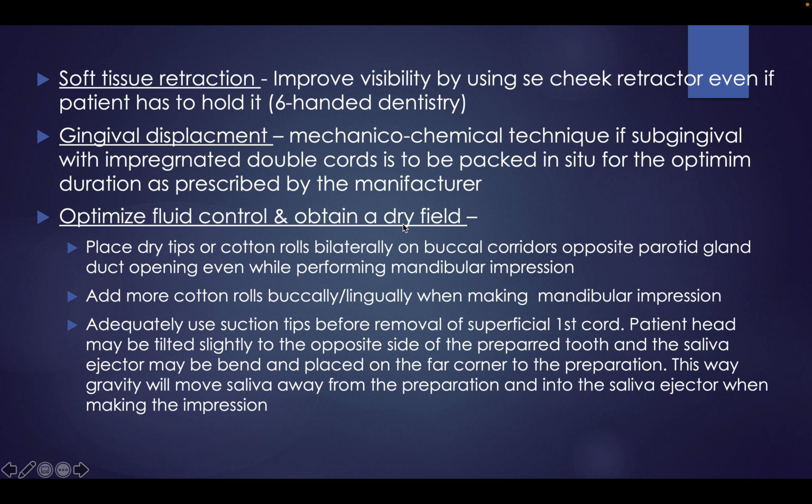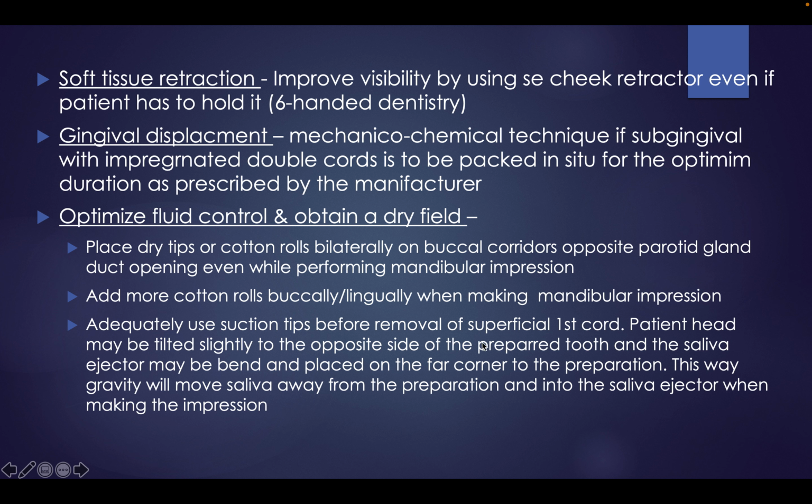You are going to keep the area dry by placing dry tips, as we talked about, on the cheek. If you don't have them, you can put just cotton rolls bilaterally next to the parotid gland ducts. If you're doing a lower impression, you still place them on the upper buccal sulcuses for the parotid glands, and also put some cotton rolls in the mandible next to the teeth. Add more cotton rolls, as I said, for the mandible.